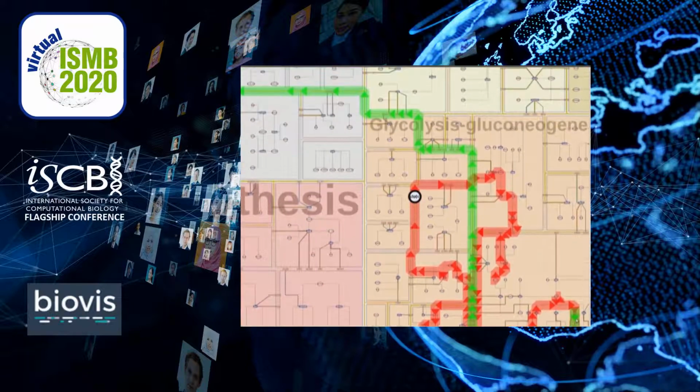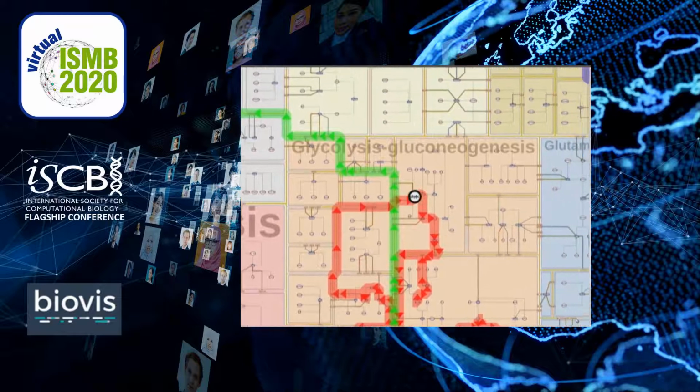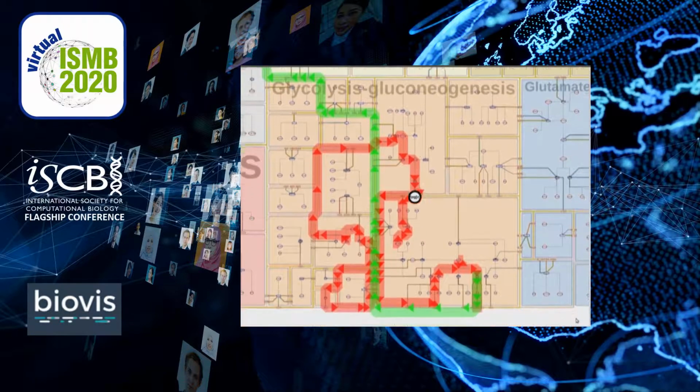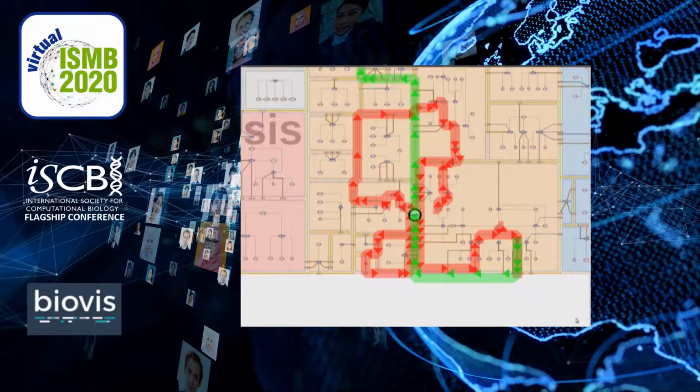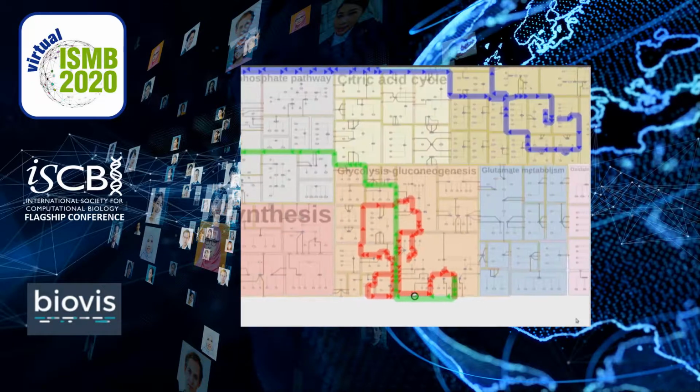Using our layout, we know that the process only occurs in the glycolysis, and gluconeogenesis provides the local context to the glycolysis pathway.